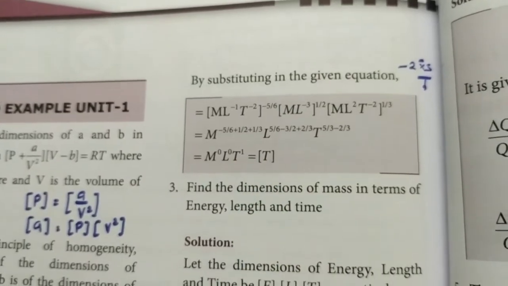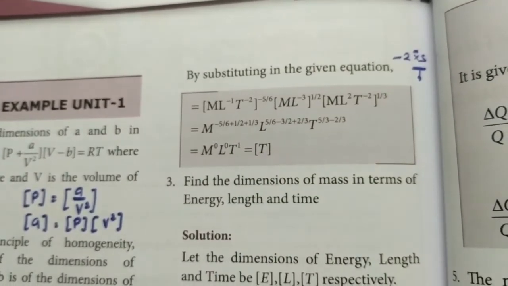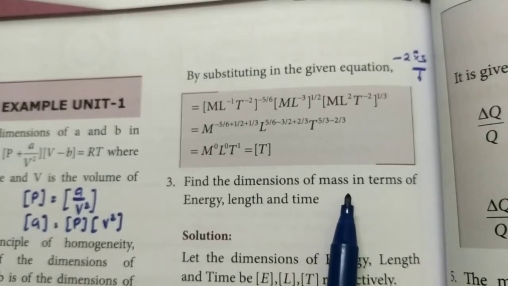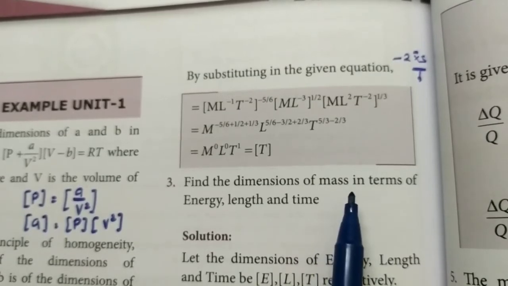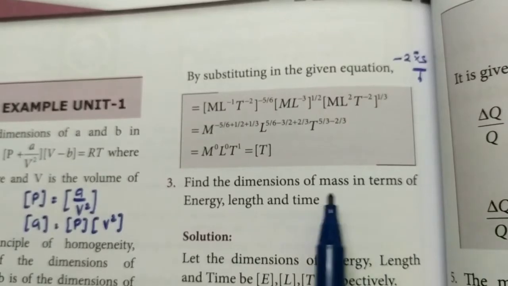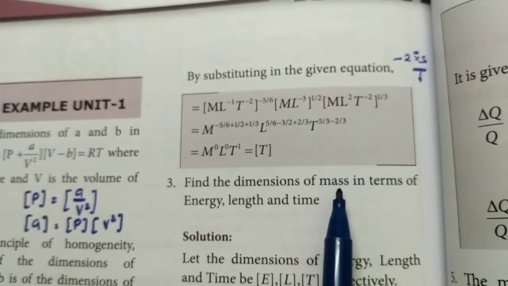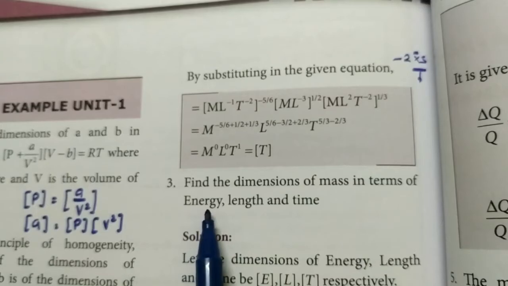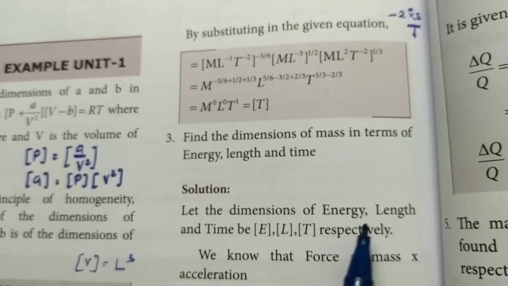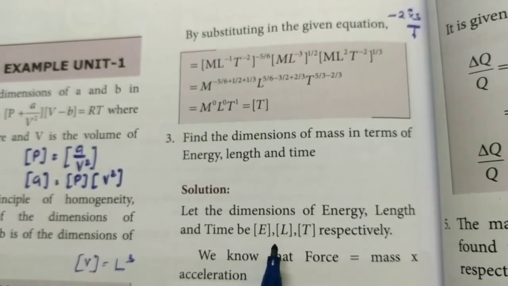So the next problem, find the dimension of mass in terms of energy, length and time. So here they have calculated the same dimension of mass. We know the dimension of mass is capital M, but in this problem it was asked that we have to find out mass in terms of energy, length and time. Okay, so let us take the dimensions of energy, length and time be E, L and T respectively. Just we are taking that.